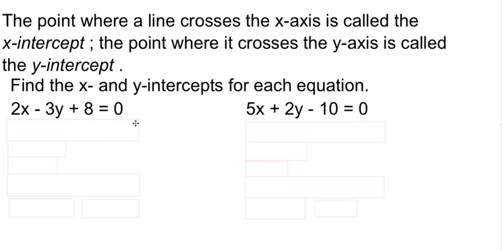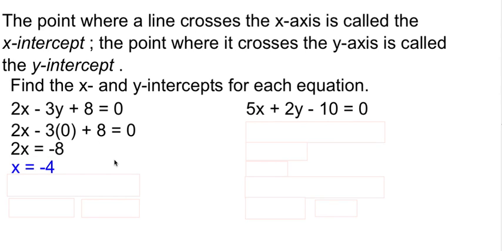So we're going to find a couple of x and y intercepts. To do that, first I'm going to find the x-intercept. I'm going to put in 0 for y. Well, if I put in 0 for y, 3 times 0 is 0. So I've got a total of 8 right there. 0, that's nothing. So 2x plus 8, I'm going to subtract the 8 over, get negative 8. So x is negative 4. That's the x-intercept. X equals negative 4.